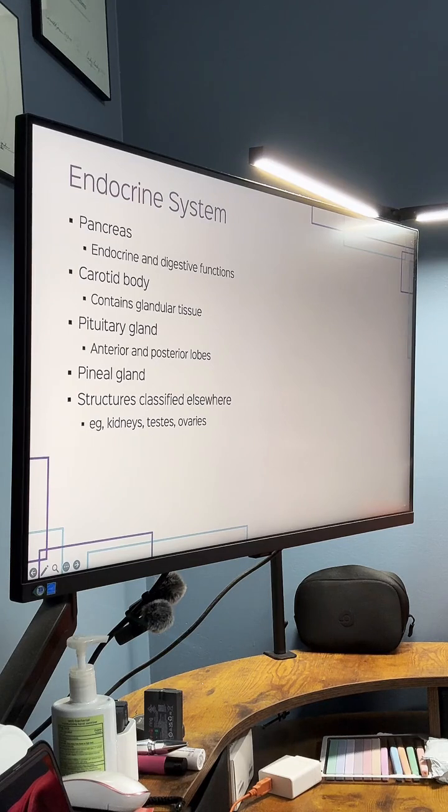The carotid body, I don't know why some words are so hard for me to say.